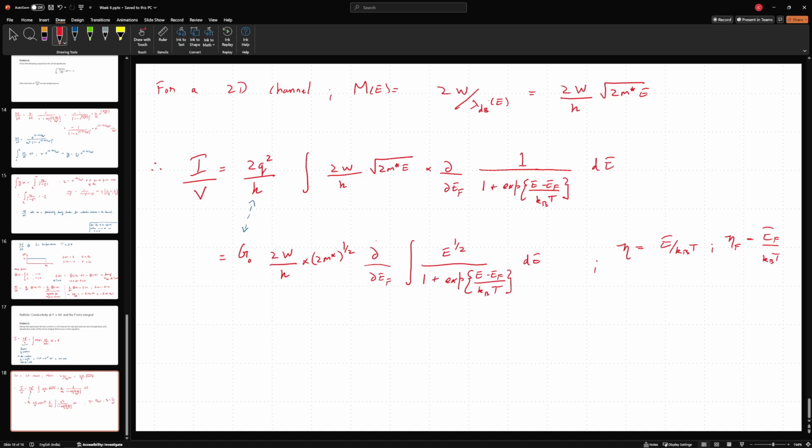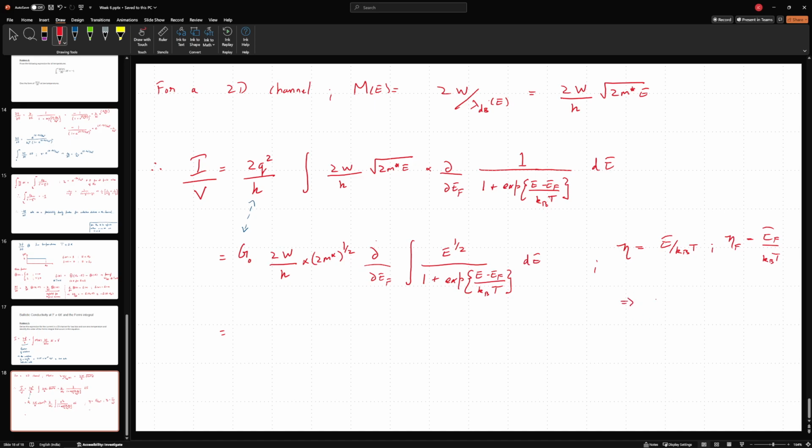Similarly, dEF will also have a factor of KBT associated with it, because over here I can see that d eta F is going to be 1 over KBT. So both of those factors, I have a dE here and a 1 over dEF here, both of those factors are going to cancel each other out. So what I shall be left with is the following. However, this E needs to be multiplied and divided by square root of KBT. I hope you can see that.